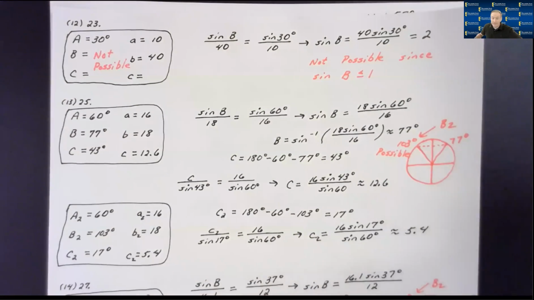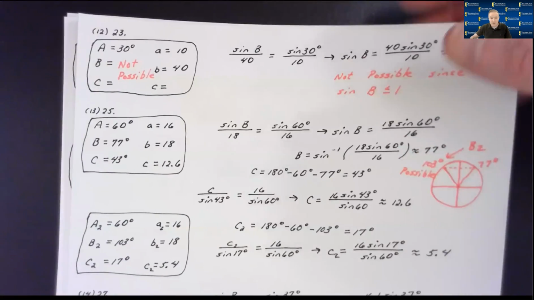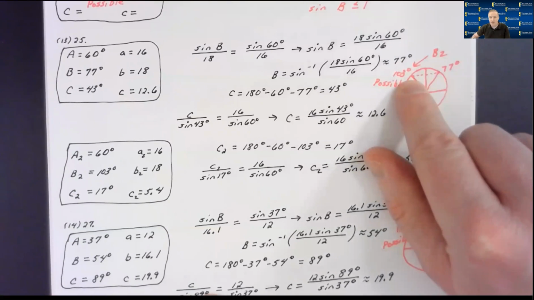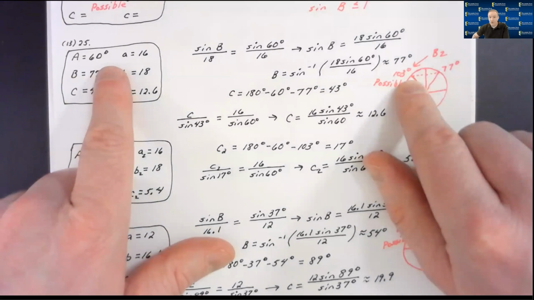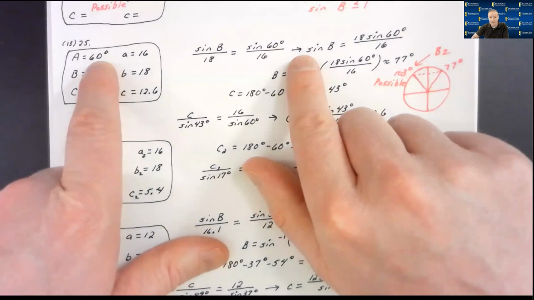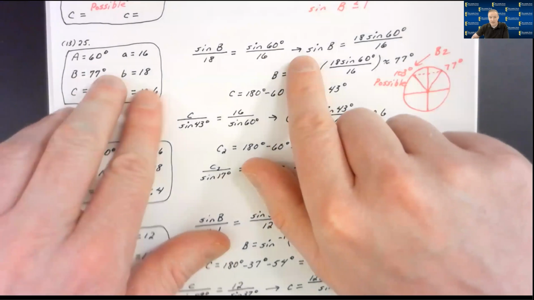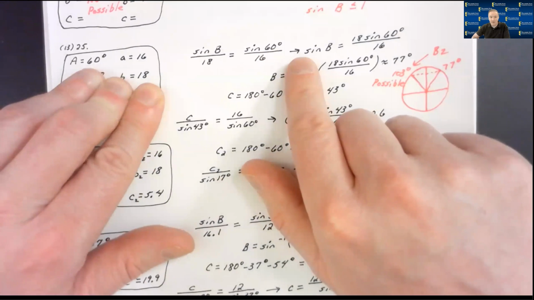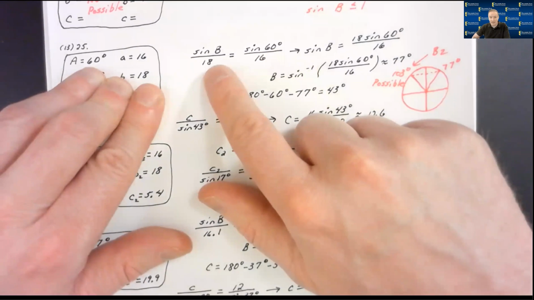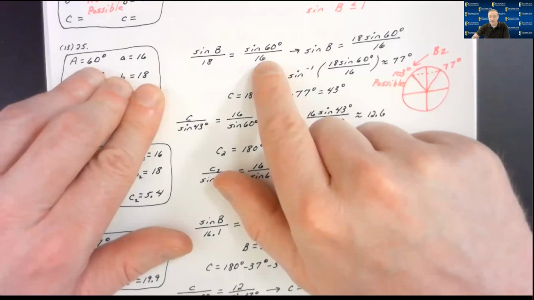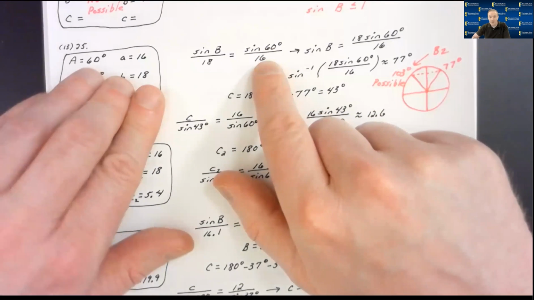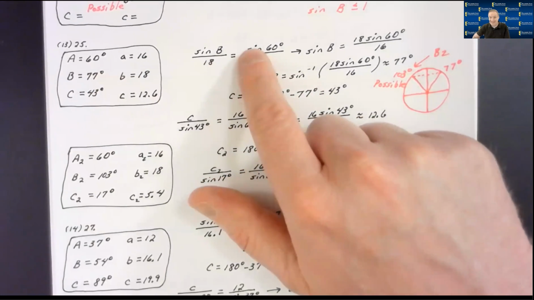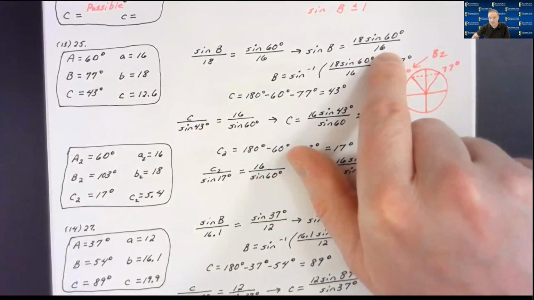Now, the ambiguous case where we have 2 solutions is like the next problem. And again, this is how I tried to show it. So you go in and try to solve for one angle. Again, here I was given angle A, and I had to solve for angle B. So I said the sine of B over 18 should equal the sine of 60 over 16. Then that gives me that the sine of B is equal to 18 times the sine of 60 over 16.